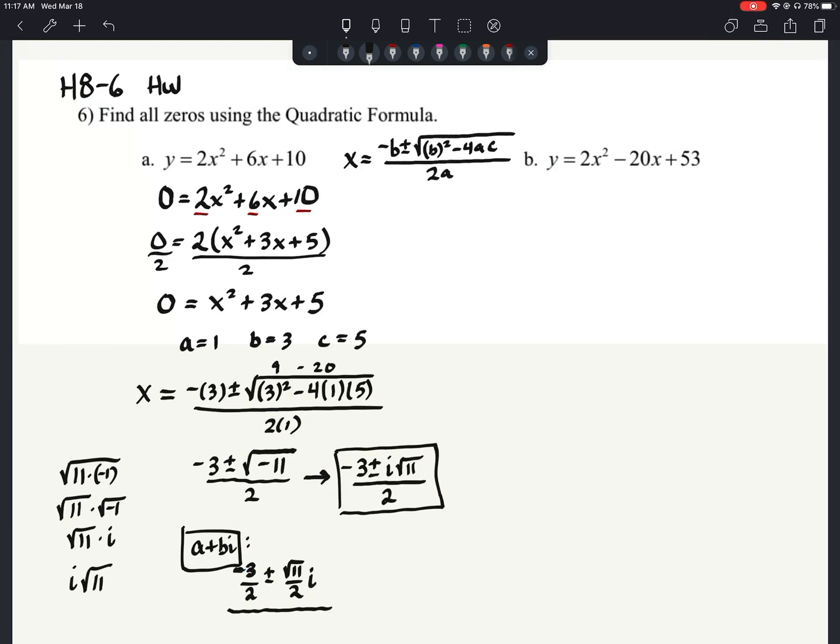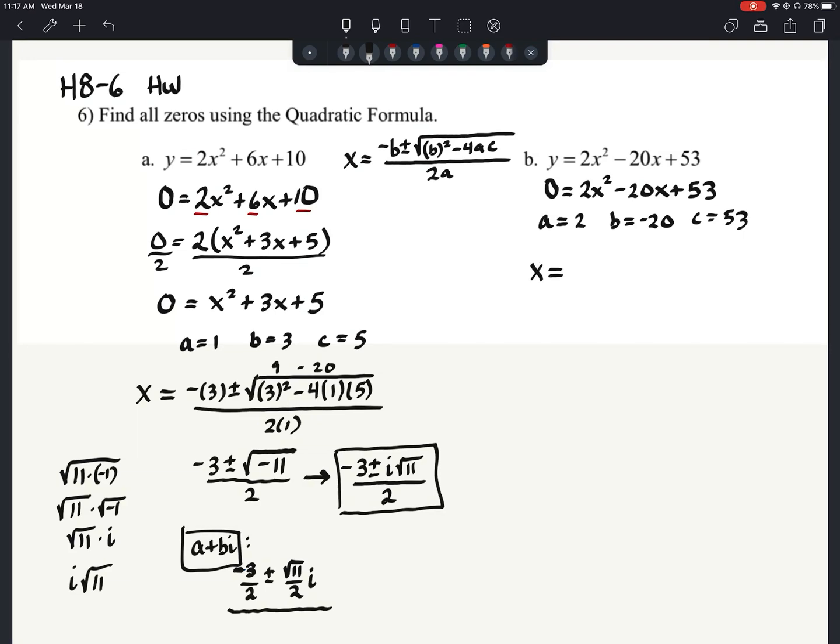Now you'll see on this one we have 2x squared minus 20x plus 53. So after we take it and we put in our 0, okay, it doesn't look like we have the ability to factor out anything to make our numbers smaller in this one. So we'll just go ahead here and say that a should equal 2, b should equal negative 20, and c should equal 53. So we'll set it up using our formula.